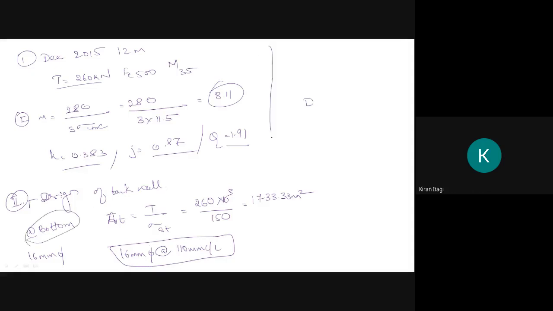Okay, here only I will do. For the middle, I will take T value as approximately half of the bottom one. So it will be 260 upon 2. I will take approximately half, that is 130 kilo Newton. So now I have got the T value as 130.